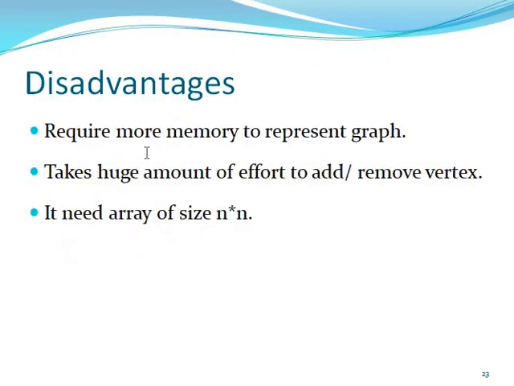Here you have seen that it requires more memory to represent the graph and takes a huge amount of effort to add and remove a vertex. You cannot remove a particular vertex directly. You have to calculate and manipulate the particular size, count the direction, and mention it. So a huge amount of time is taken for particular vertices. It needs an area of size n cross n. So this is the main disadvantage: one is the memory representation, which takes a huge amount of effort, and also a large amount of memory is used.